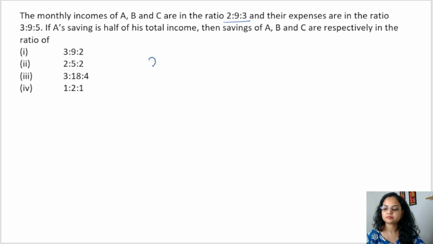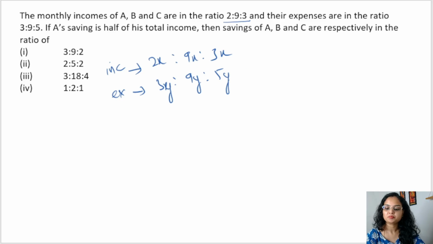Next one. The monthly income of A, B and C are in the ratio of 2 is to 9 is to 3. It is 2 is to 9 is to 3. And their expenses are in the ratio of 3 is to 9 is to 5. These are income, these are expenses. If A's savings is half of his total income, we will assume the income as 2x, 9x and 3x. Expenditure as 3y, 9y and 5y. A's saving, okay, what is the saving of A here? 2x minus 3y.